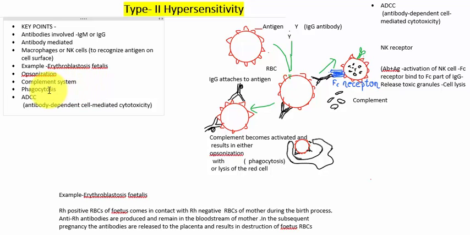And phagocytosis is generally the process of engulfing a foreign particle or a bacterial cell. And ADCC is a type of mechanism which involves the natural killer cell, and the natural killer cell expresses a Fc receptor. The receptor then binds to the Fc portion of the IgG antibody, and they release the toxic granules which result in cell lysis.